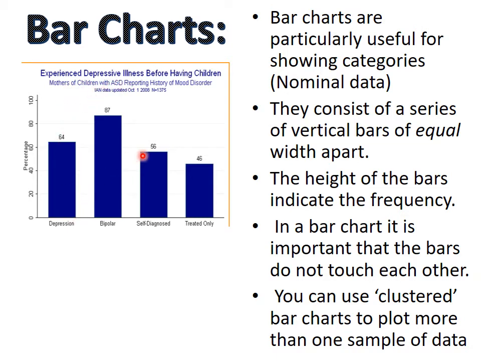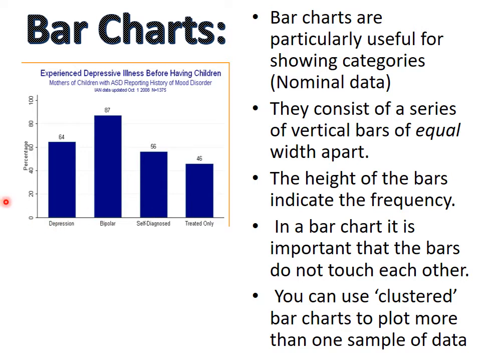Bar charts are particularly useful for showing nominal data. That's data in categories. You know that from last lesson. So here we've got depression, bipolar, self-diagnosed, treated. So these are categories. And then the percentage of mothers who had experienced depression. Bar charts always have gaps of an equal width apart, and that's because the data is not continuous.